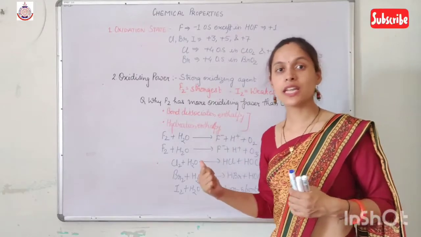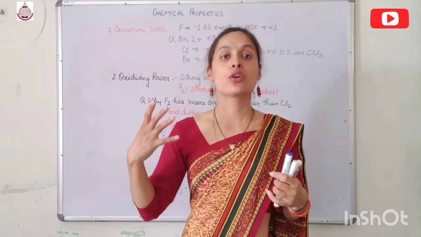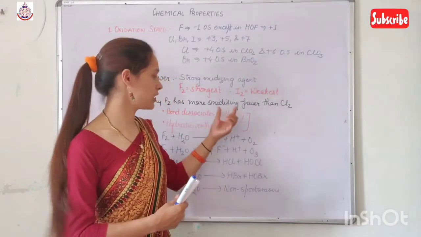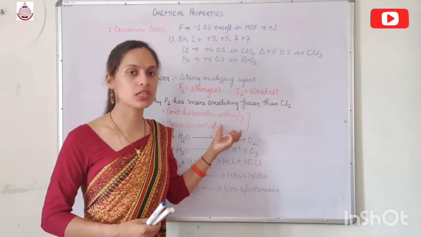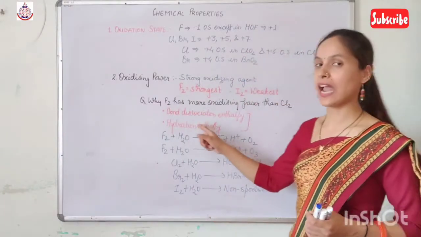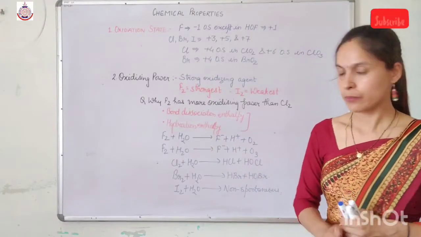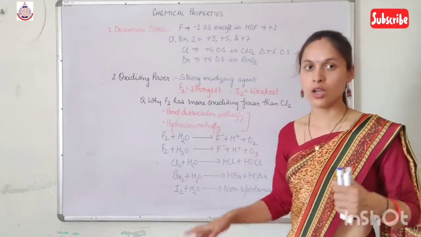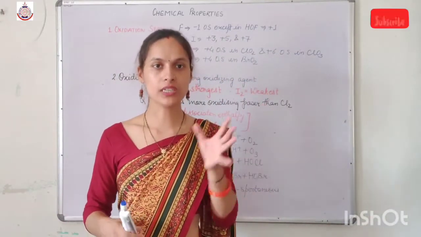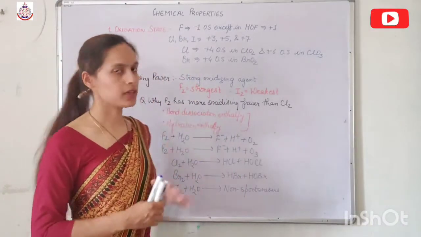But if the electron gain enthalpy of chlorine is more negative than that of fluorine, why does chlorine have less oxidizing power as compared to fluorine? This is due to two reasons: the bond dissociation enthalpy of fluorine is lower than that of chlorine, and the hydration enthalpy of fluorine is greater than that of chlorine. And with the help of water, we can illustrate that on moving down the group, the oxidizing power of the different halogens decreases. So these are the two chemical properties.